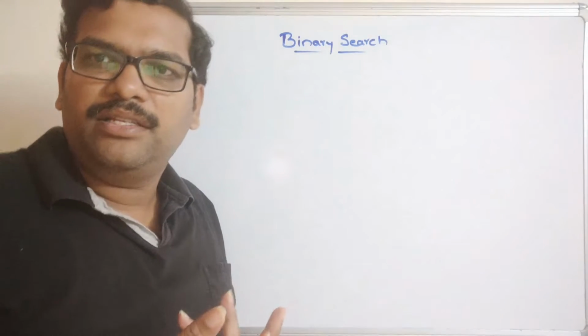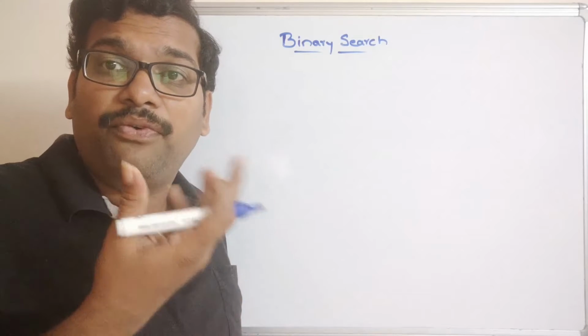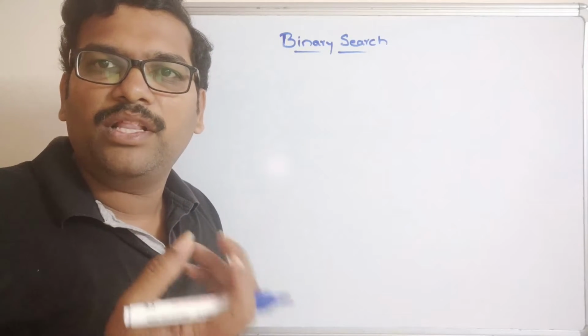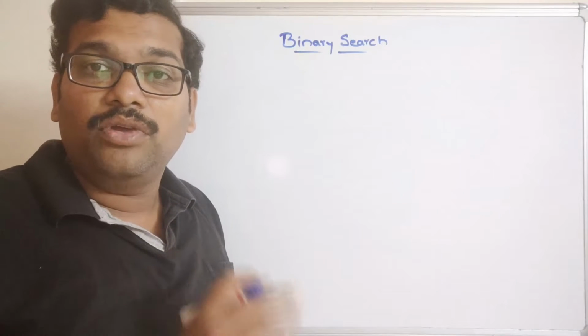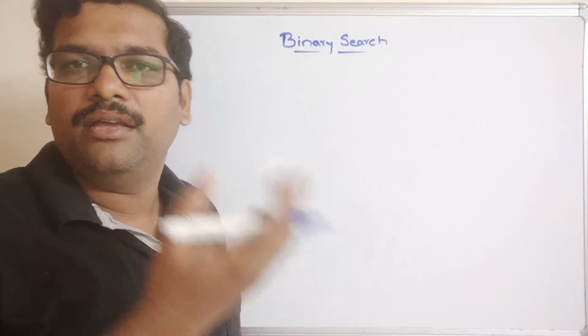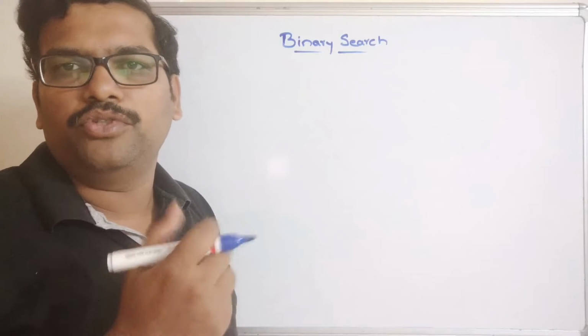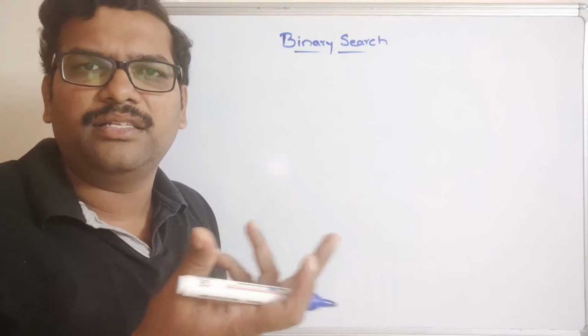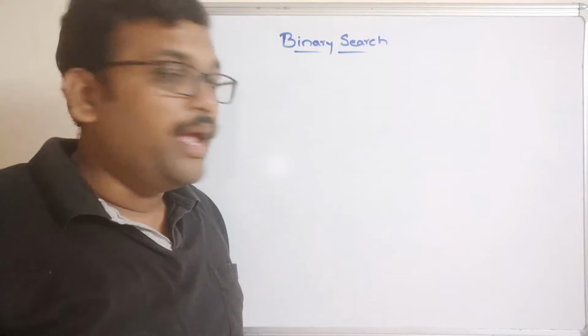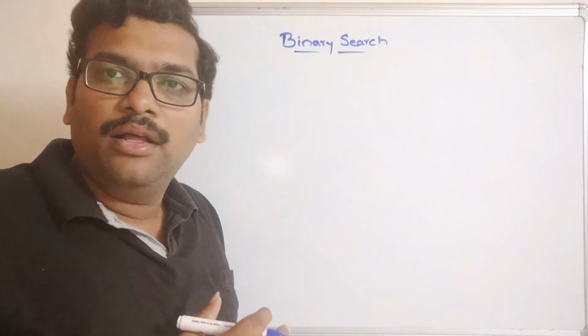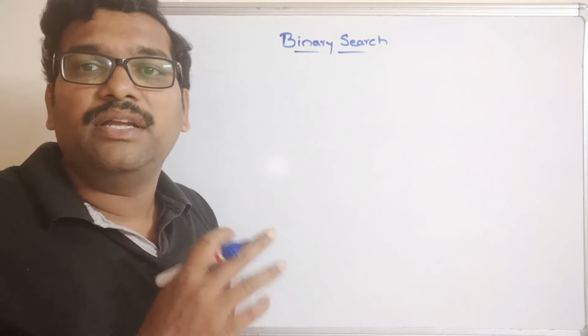Search means finding whether an element is present in the given list of elements or not. If it is there, we will return that element or its position, or we can say the element is found in the list. Otherwise we will say it is not found. And in order to solve this, we are going to use divide and conquer.